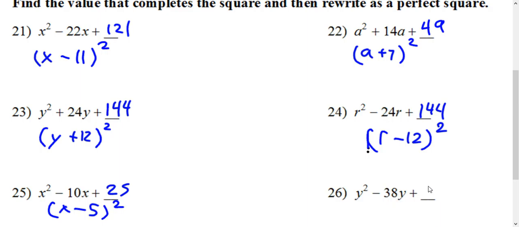Half of 38, that's 19, squared is 361. And then when we write it as a perfect square, it's y minus 19 squared, because it was negative 19.